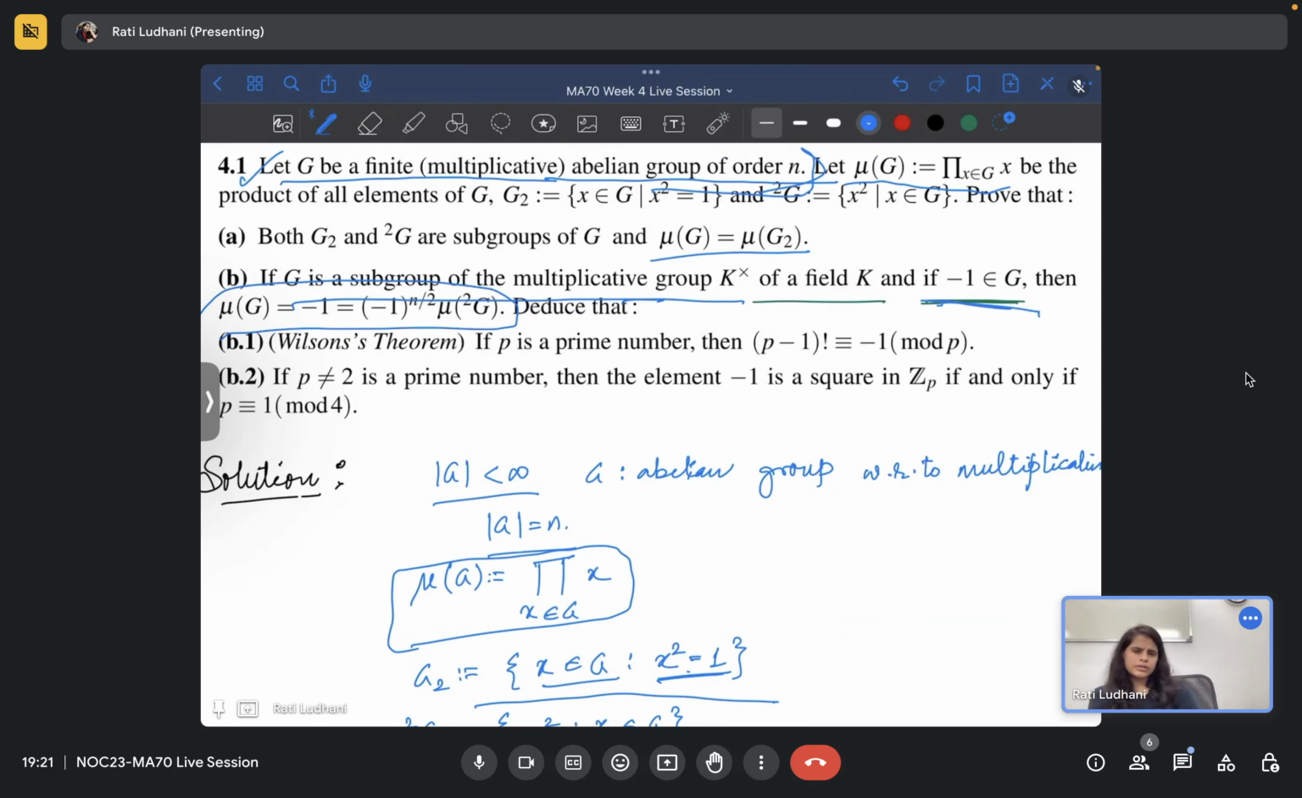Is that okay? It's like, for example, Lagrange's theorem says that if G is a finite group, then the order of any element will divide the order of the group, right? So now you can choose G to be ZP, and then you can say that the order of any element of ZP will divide P. So it's like that. We are just choosing G and K to be such that they satisfy these two conditions, that G is a subgroup of K star and -1 belongs to G.